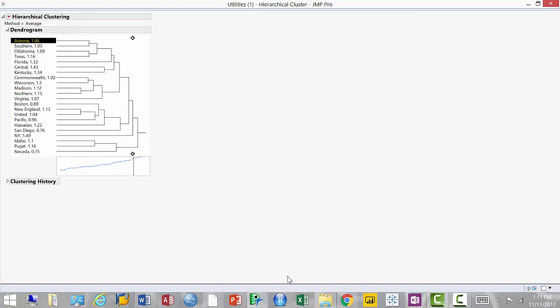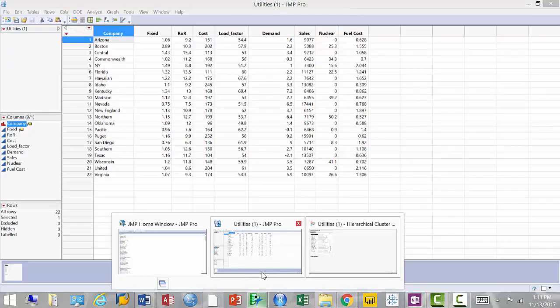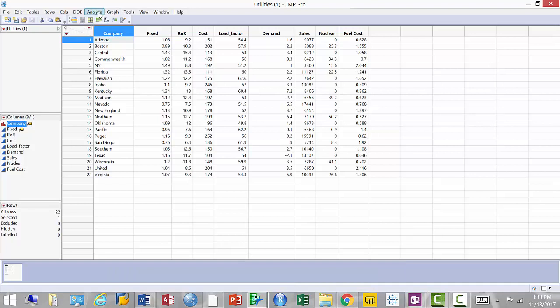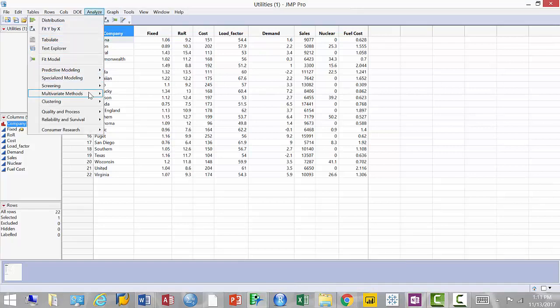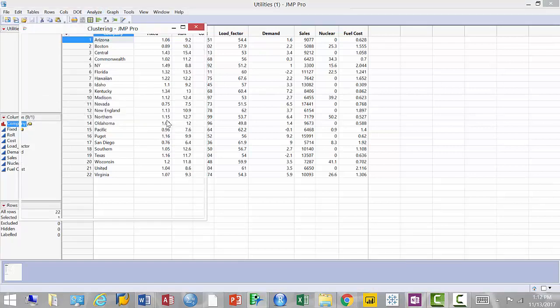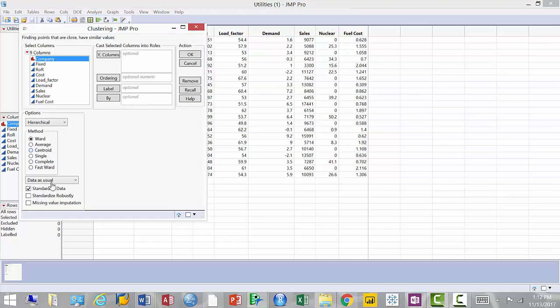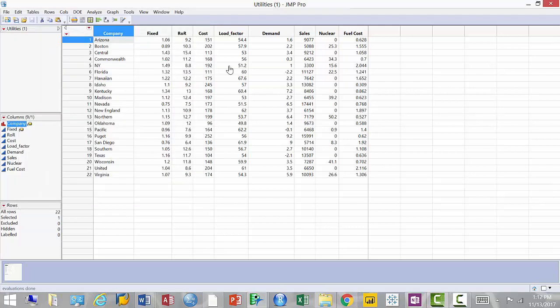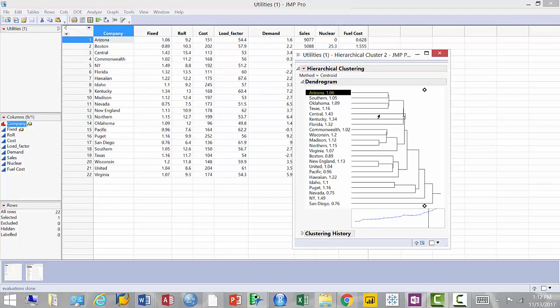Just for comparison, let me do the same exact thing, but using not the average distance between clusters, but centroid instead. Let's compare them side by side just to see if they differ, right? So I'm going to run the same exact procedure. Clustering, hierarchical. I'm going to use centroid, select all the variables, click OK, and there it is.